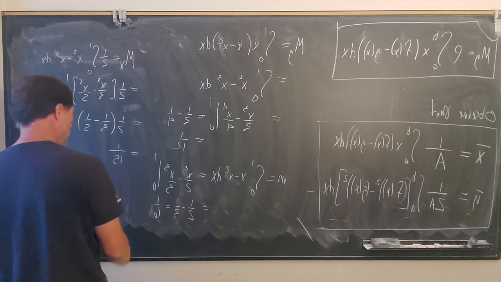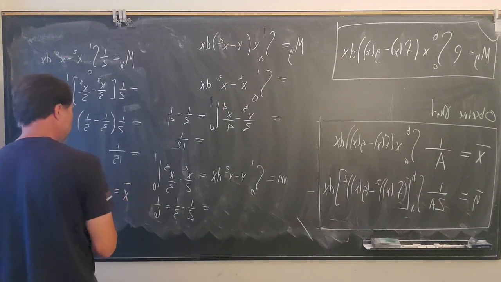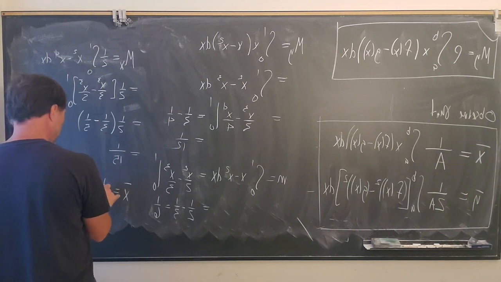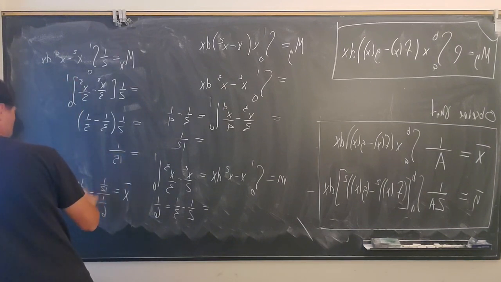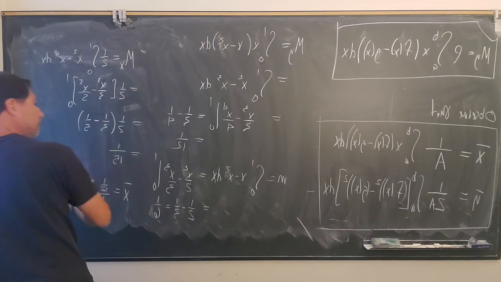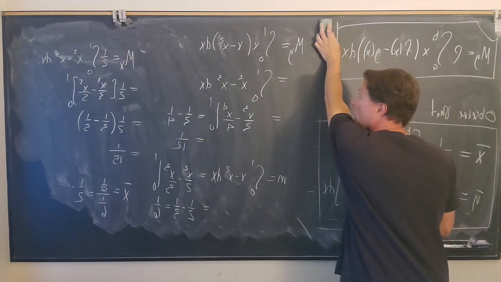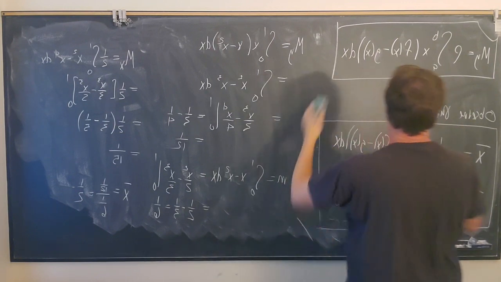So now what we have is x bar is going to be 1/12 divided by 1/6, which is 1/2, and y bar... did I miss my 1/2? Oh no, I got it. Okay.